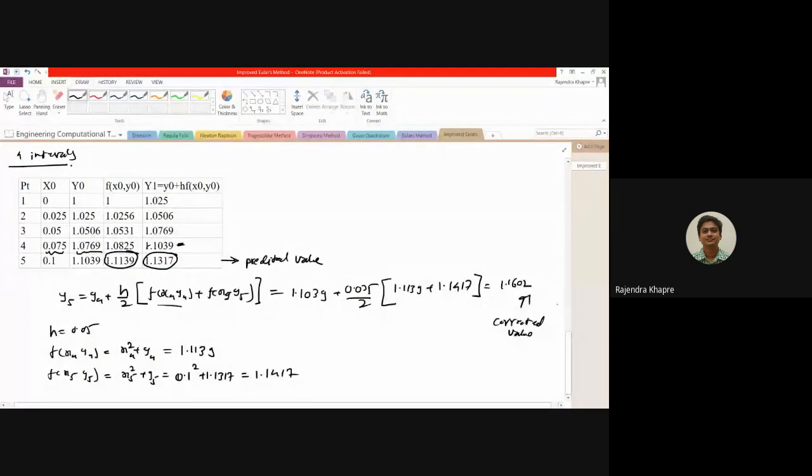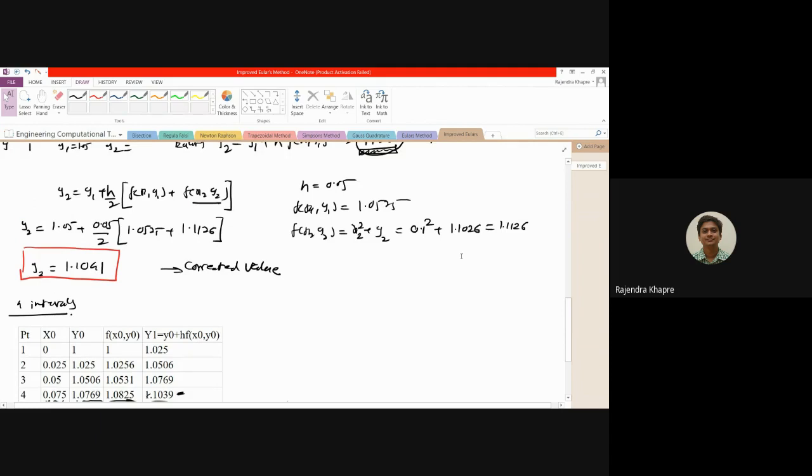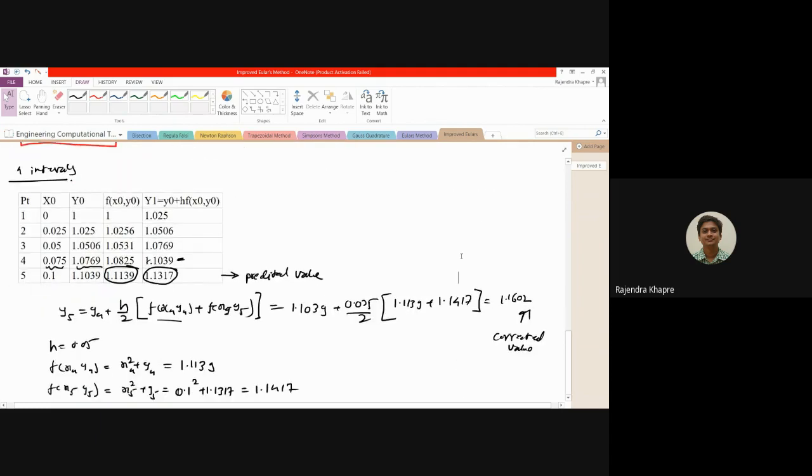So you see the predicted value and corrected value, still there is a great difference. Predicted value is 1.13, whereas the corrected value is 1.16. So still a significant amount of correction is required. For this purpose you have to use some more intermediate intervals, and only then will you be able to get the correct solution. I hope you have understood this.